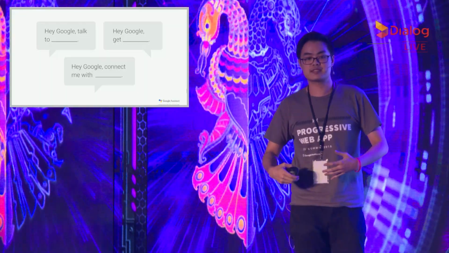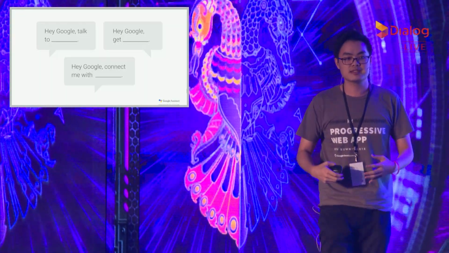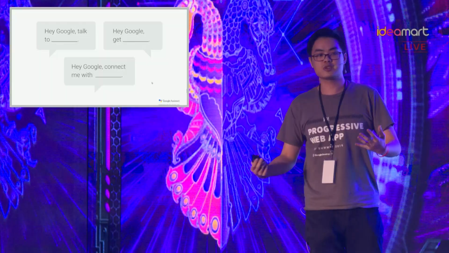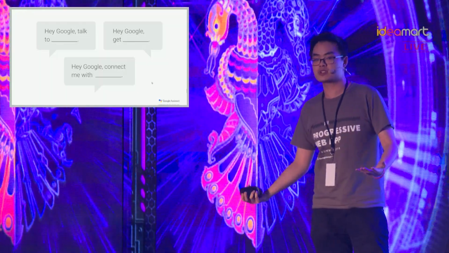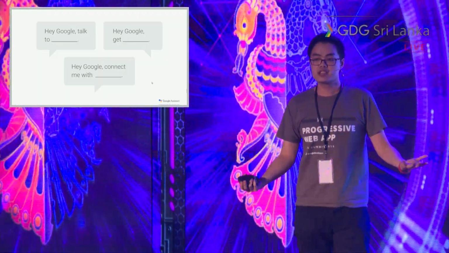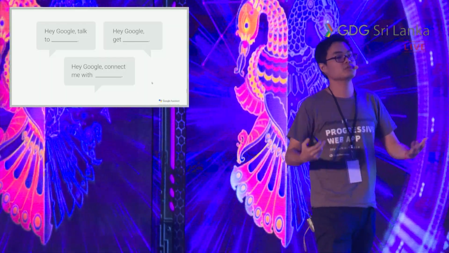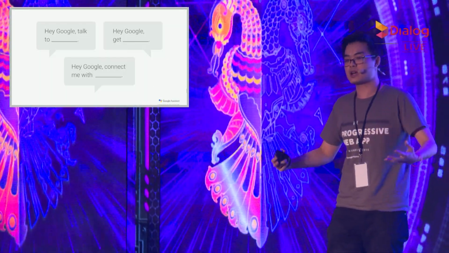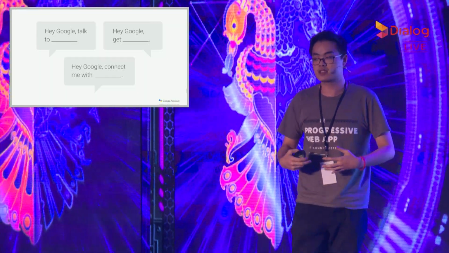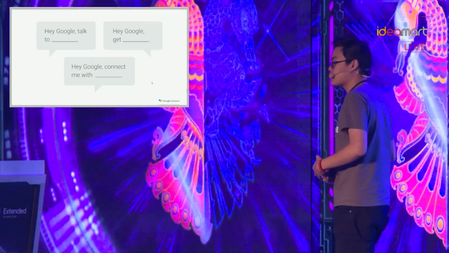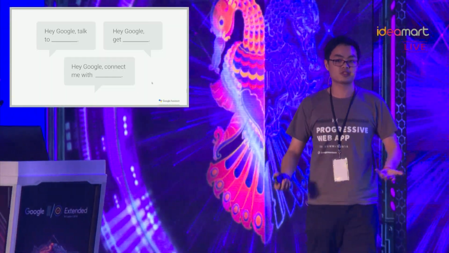This is actually called explicit triggering. What it means is that, let's say you have an application that does pizza delivery. So let's just conveniently say your app is called Pizza Delivery. You can say, "Hey Google, talk to Pizza Delivery," and then your app comes into the foreground and will be executed by Google Actions. This is what we call explicit triggering.